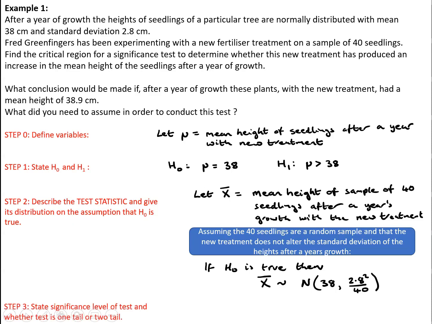We must now state the significance level of the test and whether the test is a one-tail or a two-tail test. Since no significance level has been specified in the question, the normal thing is to carry out a 5% significance test. Because we're only interested in whether there is an increase in the average height of the seedlings with the new treatment, we're only going to want to accept the alternative hypothesis that mu is bigger than 38 if the value of x bar is significantly bigger than 38. So it's going to be a one-tail test.